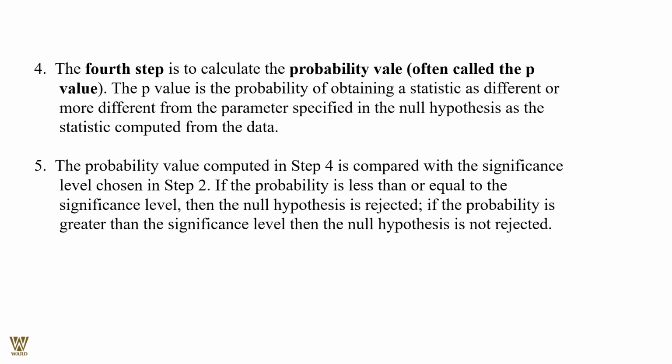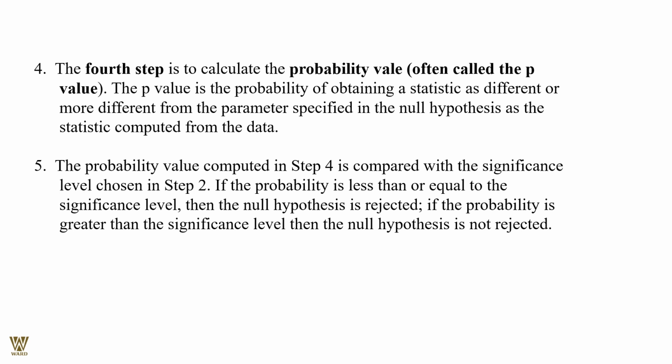The fourth step is all about probability, all about how the p value is going to be calculated. The p value is the probability of obtaining a statistic as different or more different from the parameter specified in the null hypothesis as the statistic computed from data. The probability value computed in step 4 is compared with the significance level chosen in step 2. If the probability is less than or equal to the significance level, then the null hypothesis is rejected. If the probability is greater than the significance level, then the null hypothesis is not rejected. It is accepted, as the case might be.